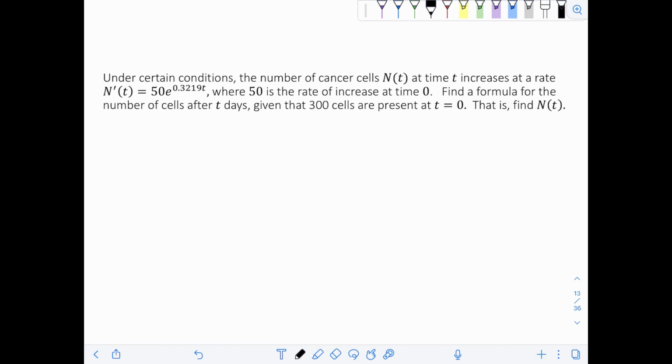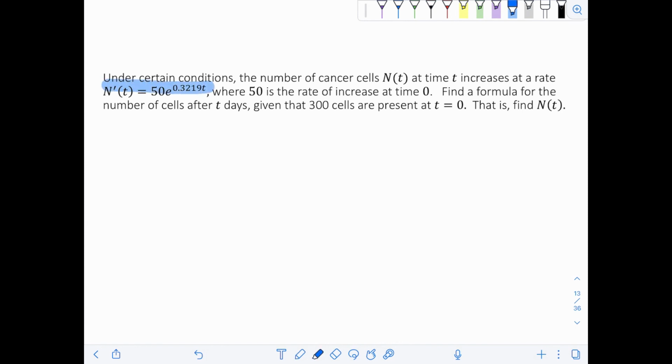Now for the last example for this section, let's look at one application. Under certain conditions, the number of cancer cells N of t at time t increases at a rate of N prime t is equal to 50 e to the 0.3219 t, where 50 is the rate of increase at time 0. Find a formula for the number of cells after t days, given that 300 cells are present at t equal to 0. So there's a lot to figure out here, but let's break it down.